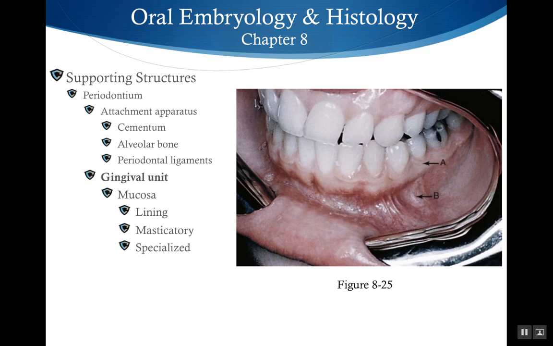And you have attached mucosa or attached gingiva on the hard palate as well, and you also have masticatory mucosa on the dorsum of the tongue, or that upper surface of the tongue. The dorsal surface, or the top of the tongue, also contains specialized mucosa, and that is present in the form of lingual papilla, which are associated with taste.